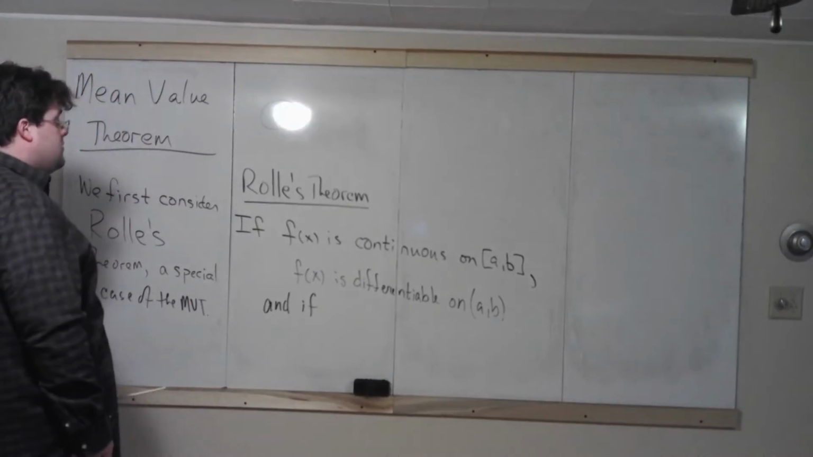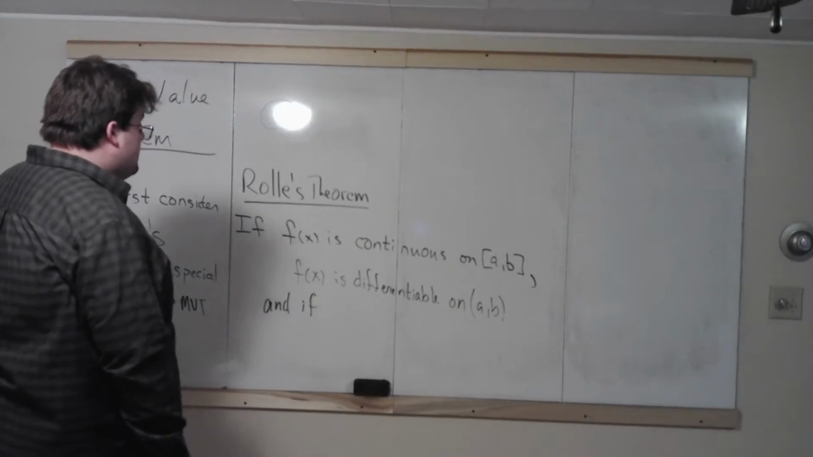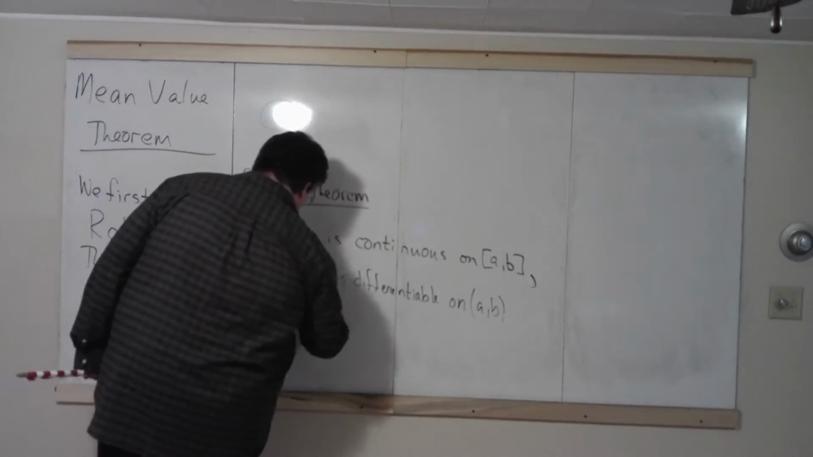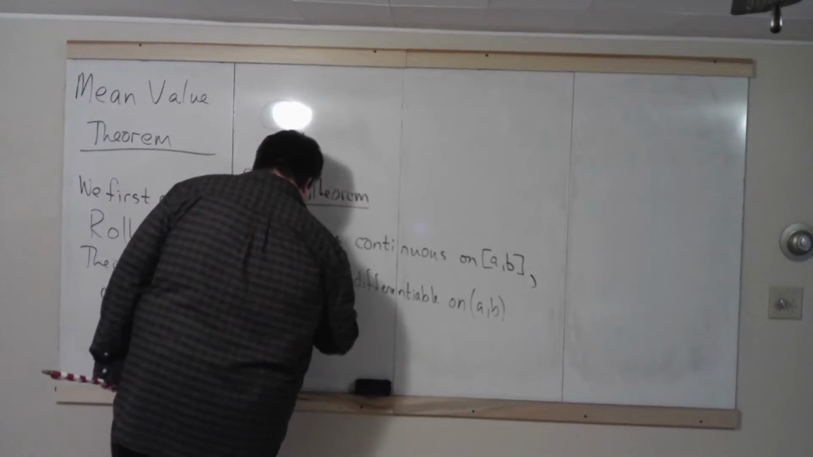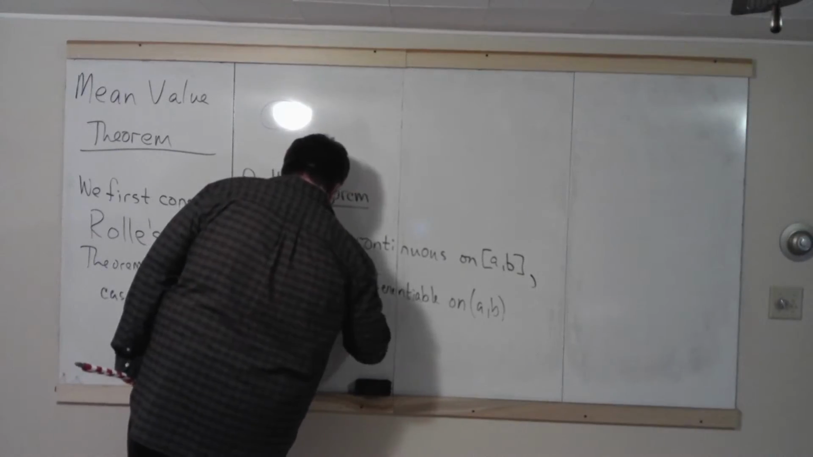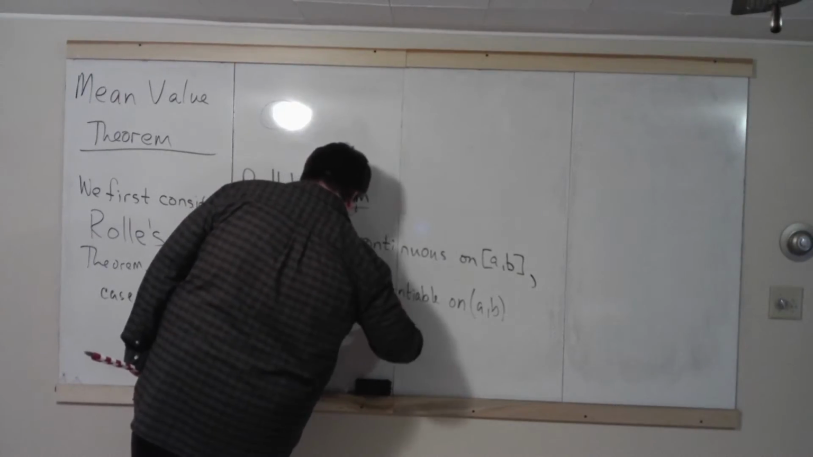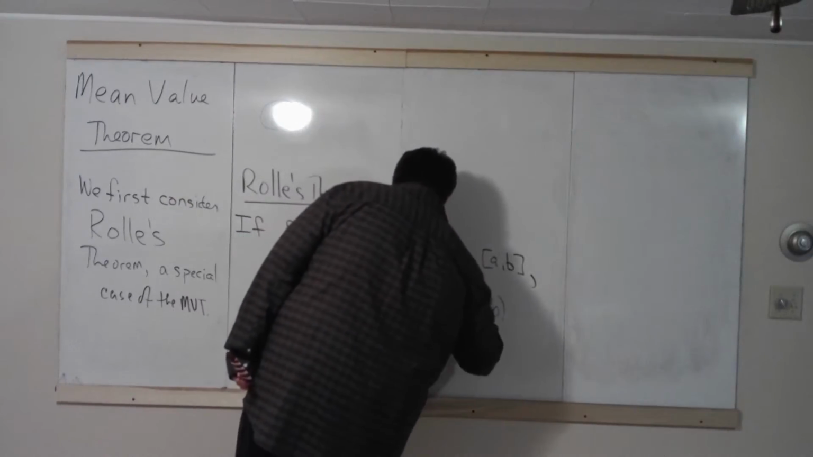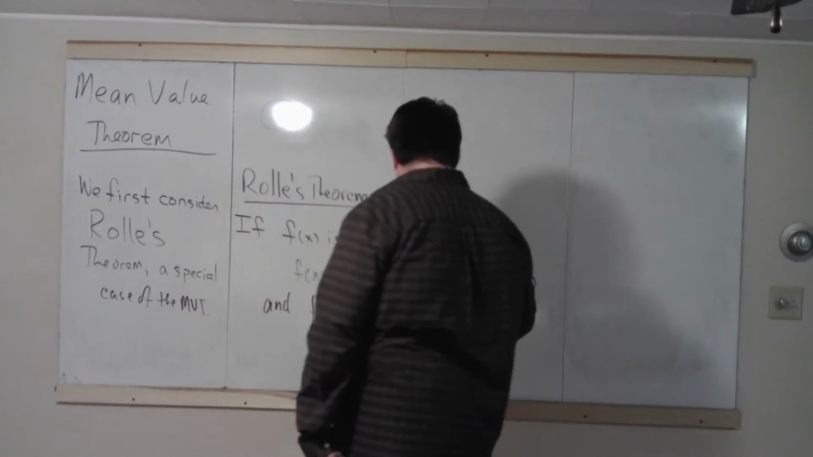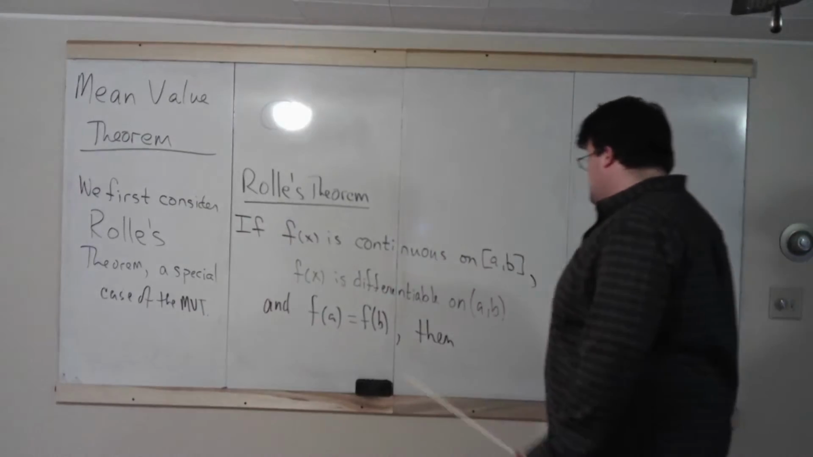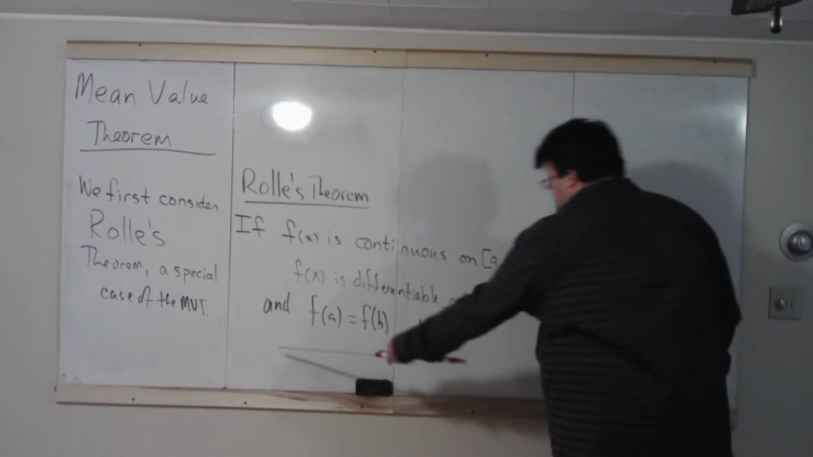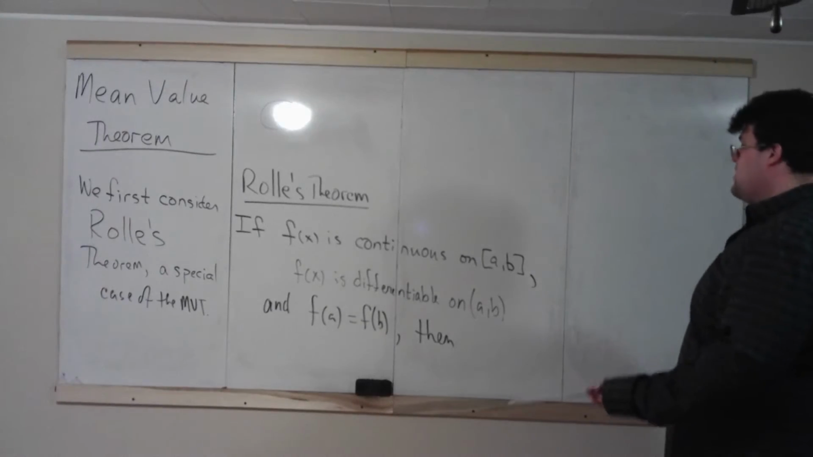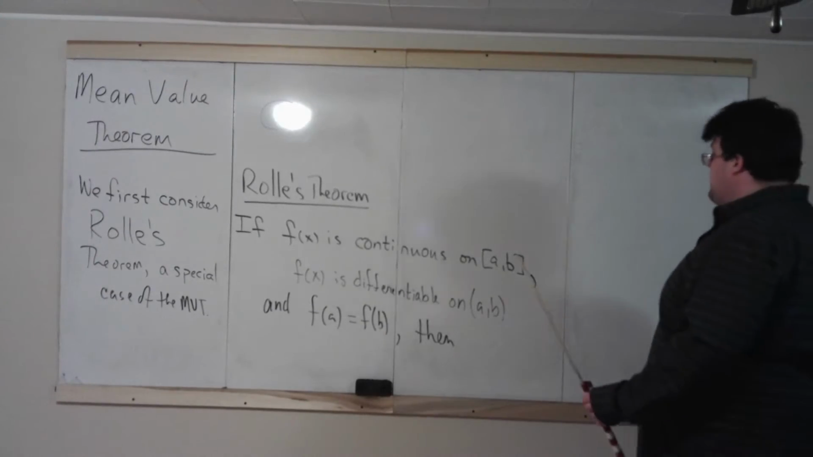If f is continuous on the closed interval, f is differentiable on the open interval, and f of a equals f of b, then there's going to be a sentence which takes up another line and a half. But before getting to the then, let's draw what we have.